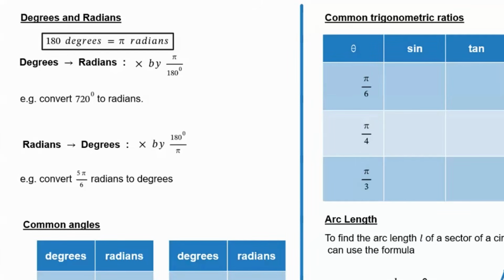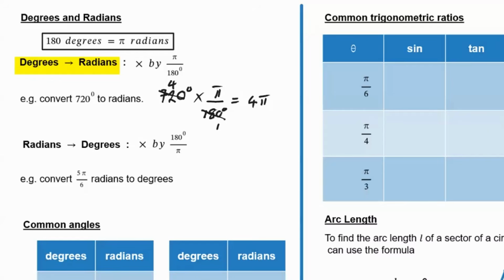Essentially, if you are going to convert from degrees to radians, what you do is multiply by pi over 180 degrees. So for example, if you have something like 720 degrees and you want to convert that to radians, take whatever value you have in degrees, in this case 720, and multiply it by pi over 180 degrees. We know that 180 goes into 180 once, and into 720 it goes 4 times, so in radians you will get your answer as 4 pi. That's how you convert from degrees to radians.